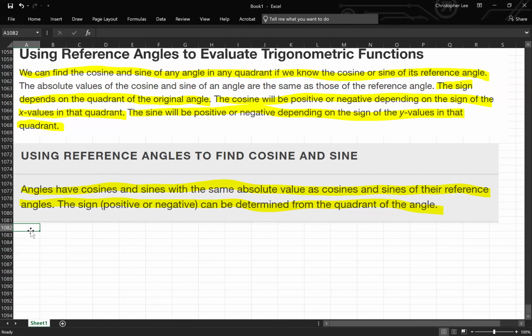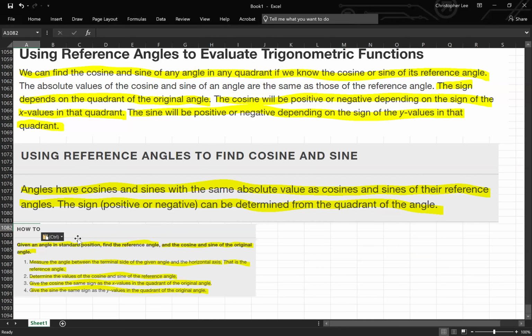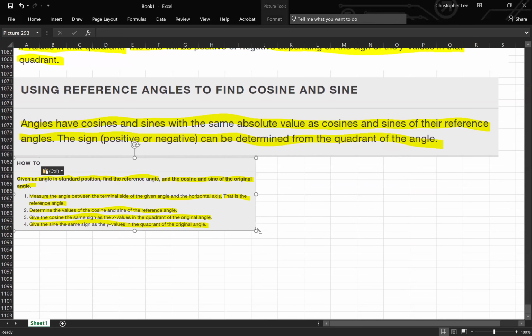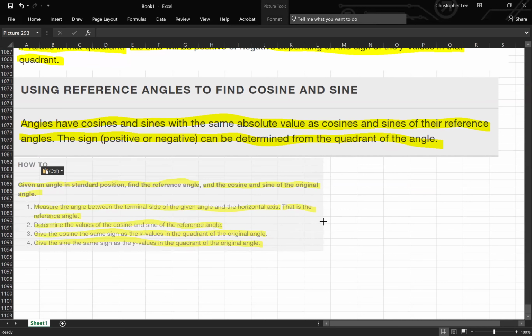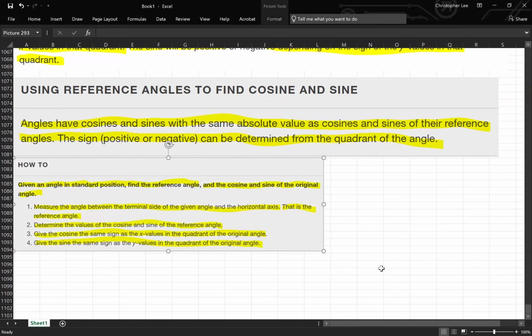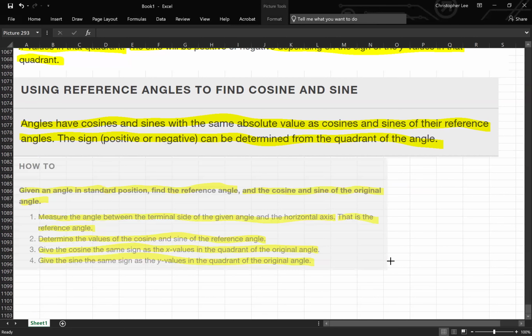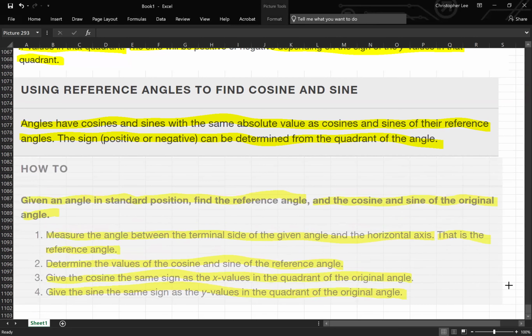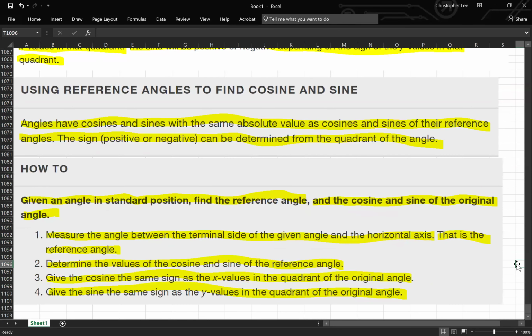It's a little how-to. Here's a little how-to. Given an angle in standard position, find the reference angle and the cosine and sine of the original angle. So here's how you do it.